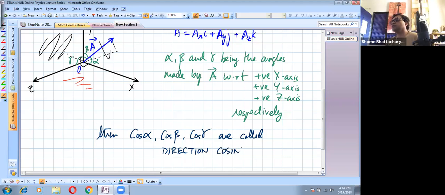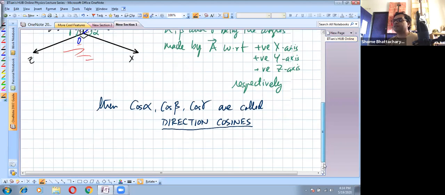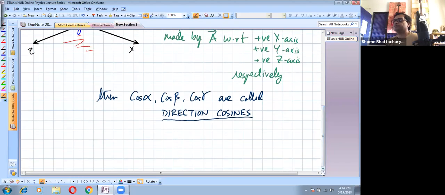So it's not a question of why only cosine. It's a question of how we define direction cosine. We can find sine and tan also, it's not a problem. But the thing is, we define the quantity in terms of cosine, and they are called the direction cosines.